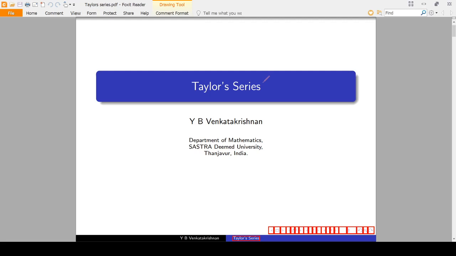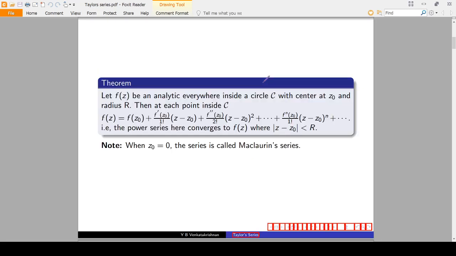We have two types of series. One is called the Taylor series and the other one is called the Laurent series. There is a minute difference between these two. These two series give a power series expansion of the given function f of z about a particular point. This is the statement of the Taylor series.